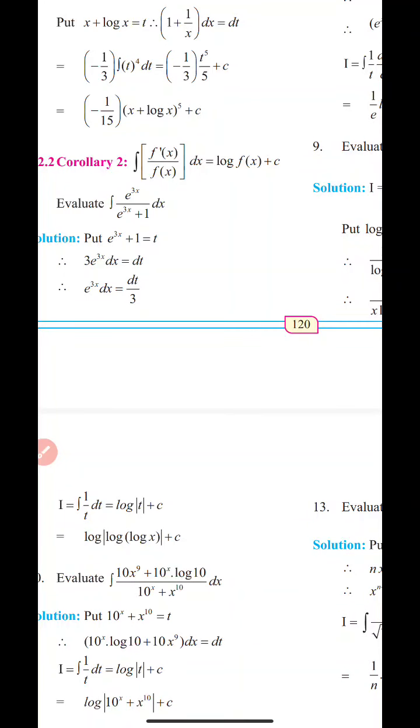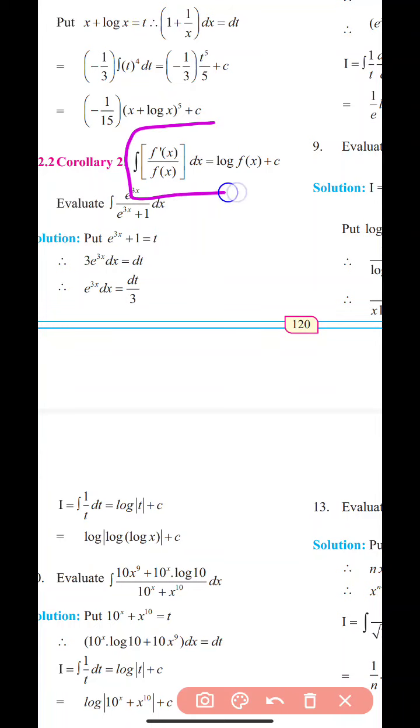Yes, hello guys. So we are starting with second corollary from 5.2. Let's look at the formula first. So this is the formula. It is the integration of f dash of x divided by f of x dx is equal to log of f of x plus c.